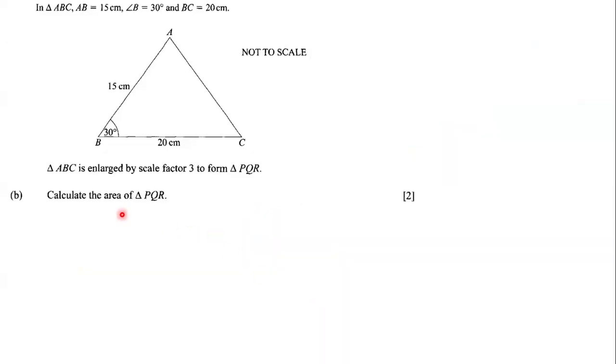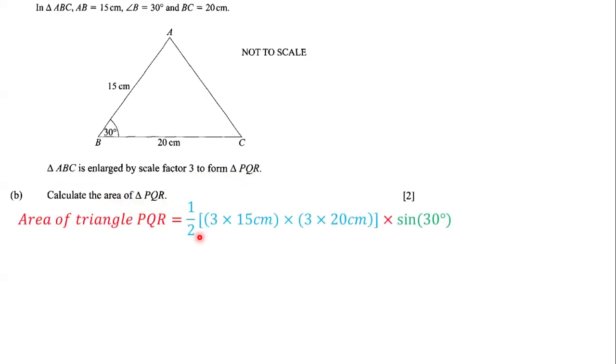Next, we need to figure out the area of triangle PQR. Now, what did they tell us? They said that triangle ABC is enlarged by scale factor 3 to form triangle PQR. Calculate the area of triangle PQR. Now, in order to find the area of triangle PQR, what did they tell us? They tell us that ABC is enlarged by scale factor 3.